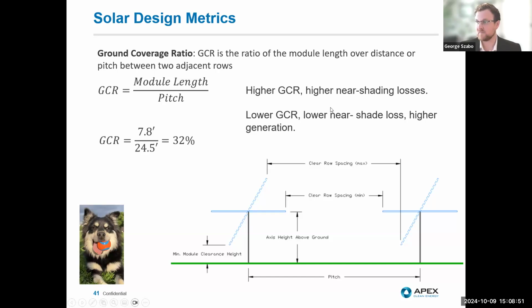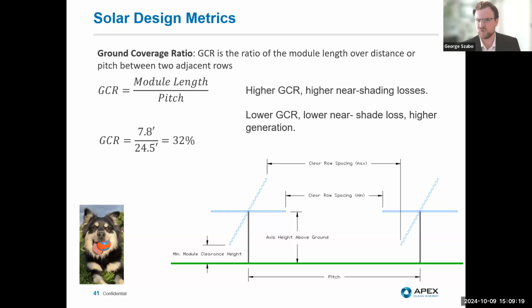Higher GCR means that your racking is closer together. If it's closer together, a couple things are going to happen. One is that all modern day single axis trackers operate on a backtracking algorithm. That means that if there is a rack adjacent to your rack and it begins to shade your rack, this is actually going to tilt to a shallower angle to avoid shade on the adjacent rack. That's a backtracking algorithm.